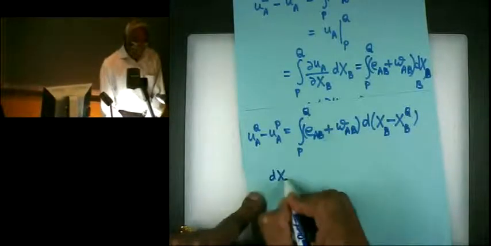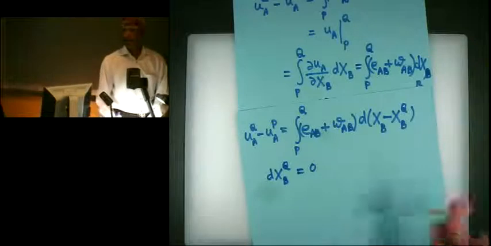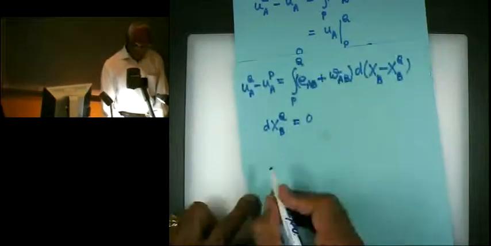Coordinates of point Q are fixed. So once you have chosen the point Q, its coordinates are fixed. So what is the differential of this quantity? 0. So that's why if you subtract 0, it makes no difference. Okay? If you subtract 0, it makes no difference. Of course, I'm not crazy. I have a purpose. That's why I wrote that 0 there. And the purpose is the following.